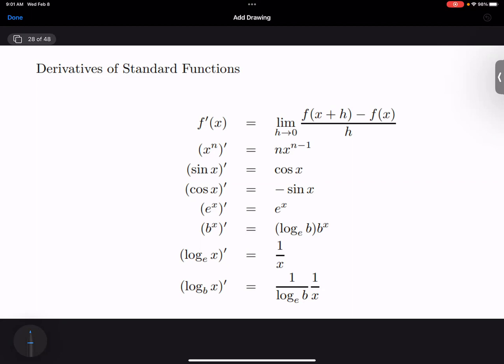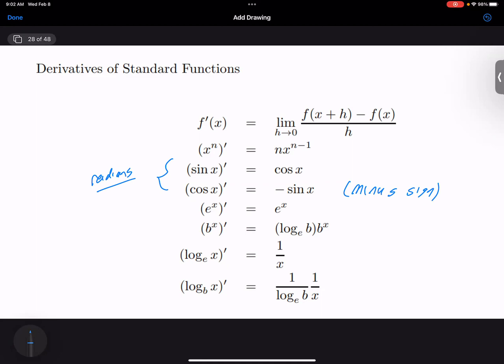Then we have the standard functions. The x to the n. Initially, you prove this only when n is a positive integer. We talked about the issues when n is not a positive integer. It's nx to the n minus 1. The derivative of sine is cosine, derivative of cosine is minus sine. Remember the phrase minus sine to remember which one has the minus. This is only true in radians. This is one of the reasons why we use radians, because in radians, the derivatives of sine and cosine are nicely linked. Then we have the exponential function, e to the x, its derivative is just e to the x.